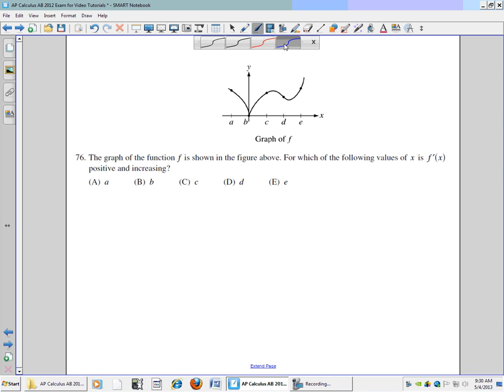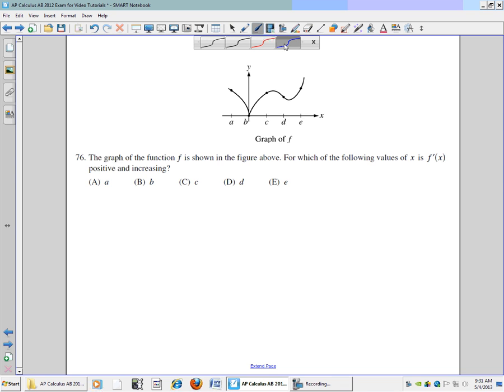So we have this graph of f that's shown, and we have some points like a, b, c, d, and e that are on the graph. And we're trying to decide at which of those points is this graph, first of all, the first derivative positive, and then second, where is that first derivative increasing?